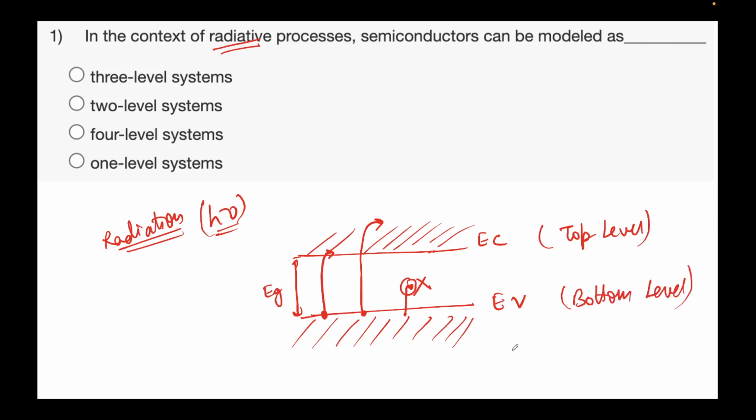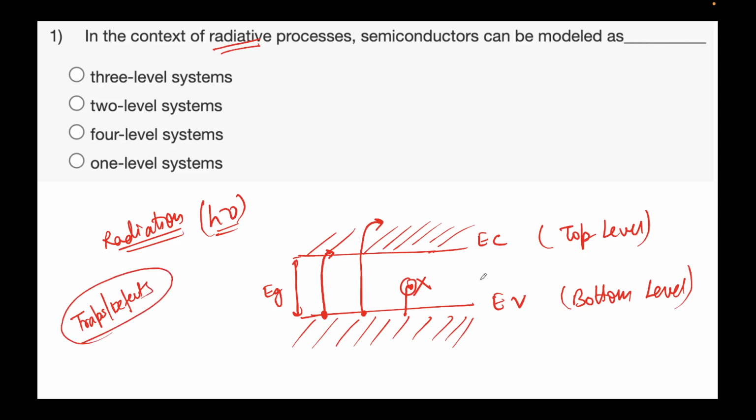So this is a very simplistic model of how radiation is going to interact. We have only two levels, the top and bottom level. The transition of electrons can happen only between these two levels. I emphasize this is a very simplistic model. However, there are many things like traps and defects, which are present in our devices.